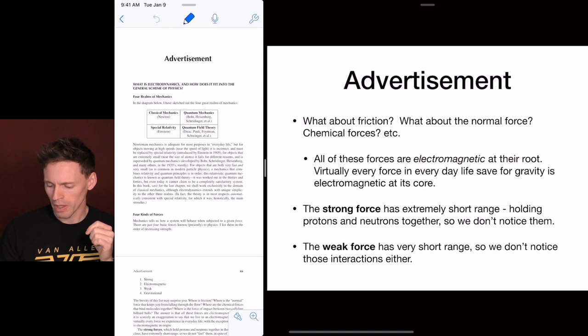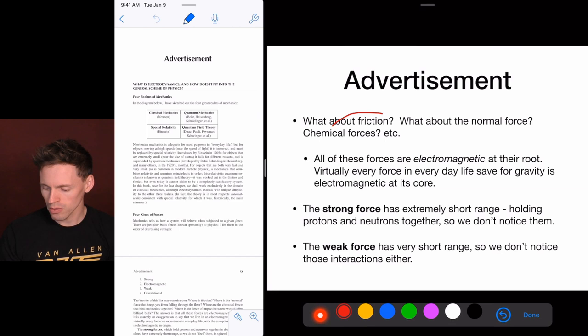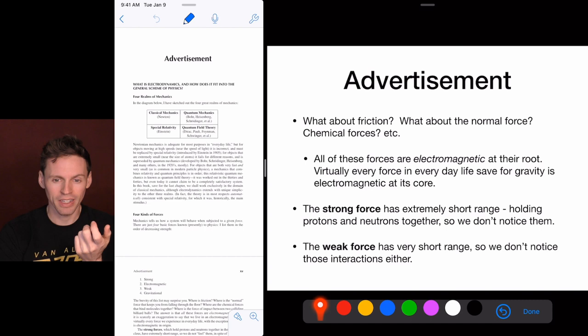You may be asking yourself, what about friction? What about the normal force? What about chemical forces? What about all these other forces? All those other forces are actually electromagnetic at their root. Virtually every force in everyday life, except for gravity, is electromagnetic at the core, every force that we experience on a regular basis.